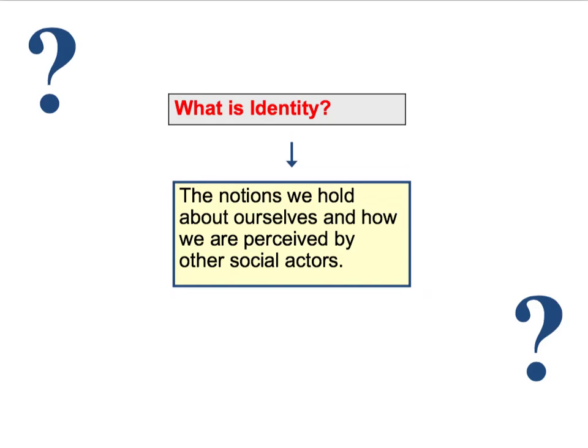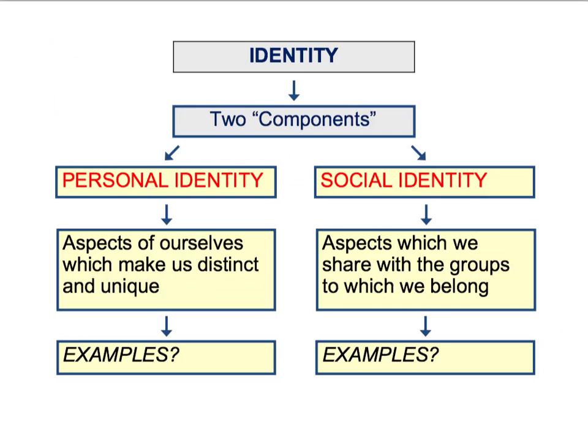Okay, so let's start with the definition. So when we use the term identity in sociology, we're talking about the notions that we hold about ourselves. In other words, the way in which we see ourselves, the type of person that we think we are, and also the way in which we're perceived by other people in society, the way in which we're perceived by other social actors. And our identity is made up of two component parts.